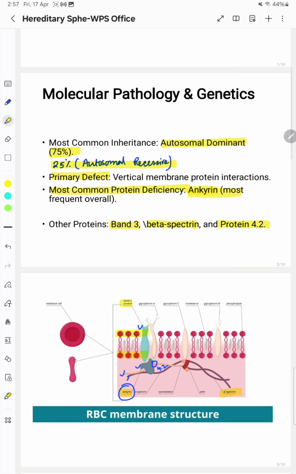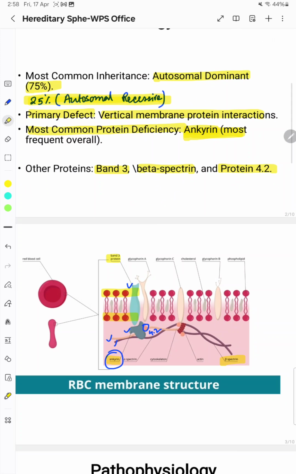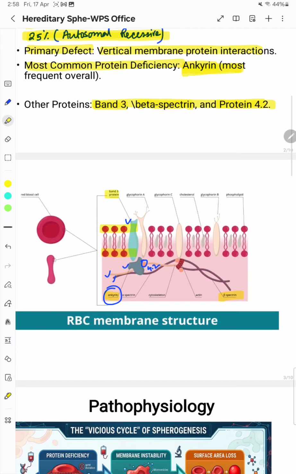The most common inheritance followed in hereditary spherocytosis is autosomal dominant, and some of the cases show autosomal recessive inheritance. The primary defect is in the vertical membrane proteins of the RBC membrane, and the most common protein deficiency is Ankyrin. Other defective proteins are band 3, beta spectrin, and protein 4.2.